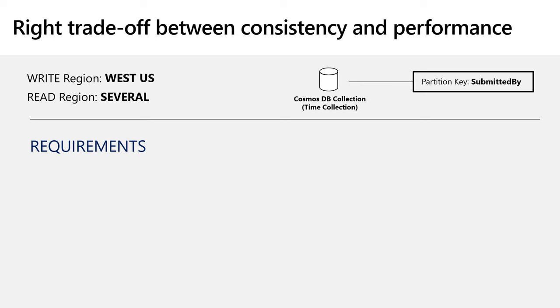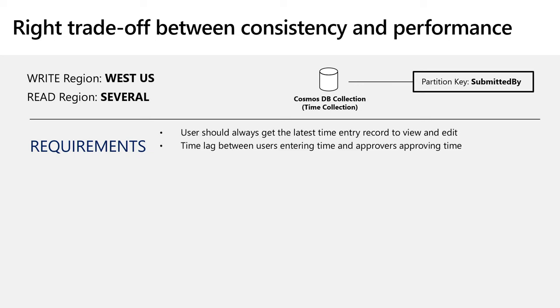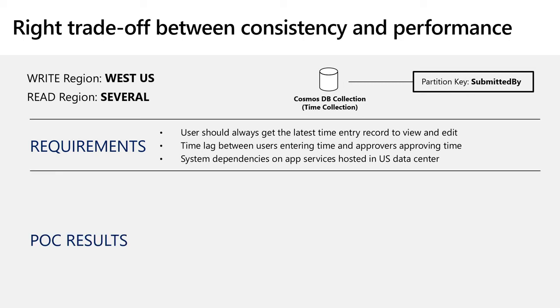It's very important to understand what your requirements are to determine the right consistency level. So the requirements for our application are: user always gets the latest. So when you're submitting and you're making edits on your labor, you want to make sure that you're editing the latest copy and not an inconsistent copy. And when you're approving, you always approve the latest edited labor rather than approving an old copy. So those are a couple of requirements. And third is because we are in an enterprise sort of situation, we have dependencies on other enterprise systems. So let's look at our POC results.